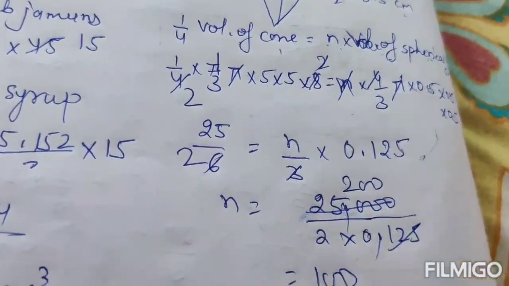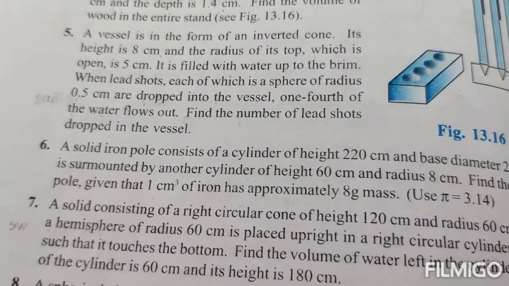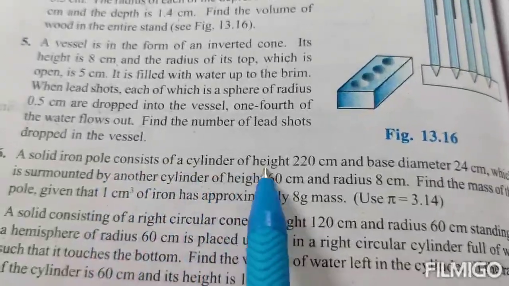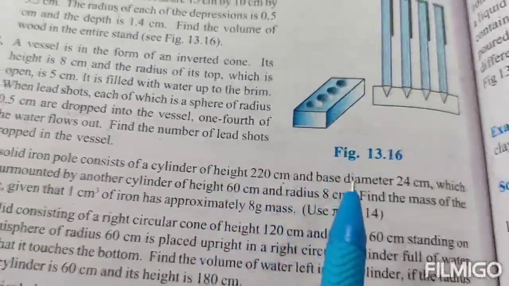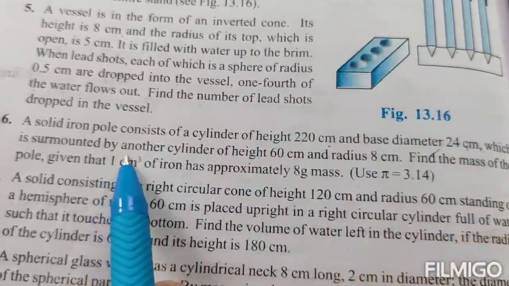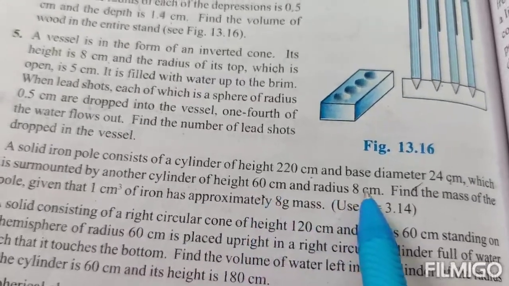You can solve in your way. Next question. Question number 6. A solid iron pole consists of a cylinder of height 220 cm and base diameter 24 cm, which is surmounted by another cylinder of height 60 cm and radius 8 cm.